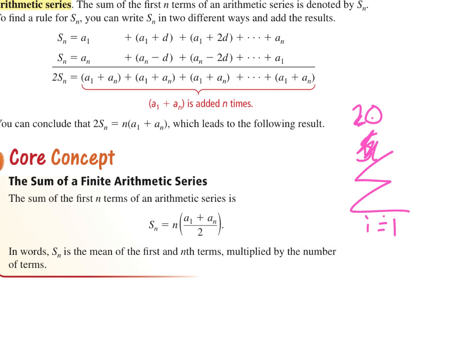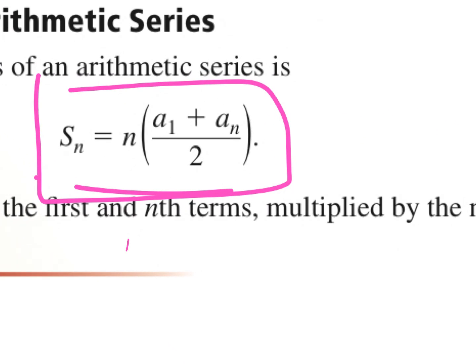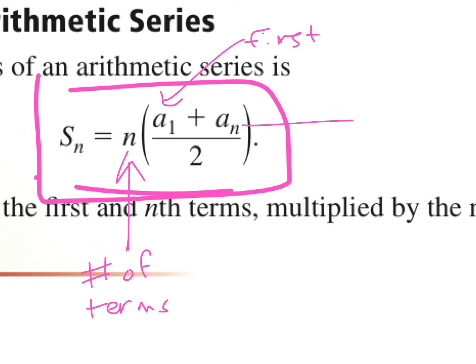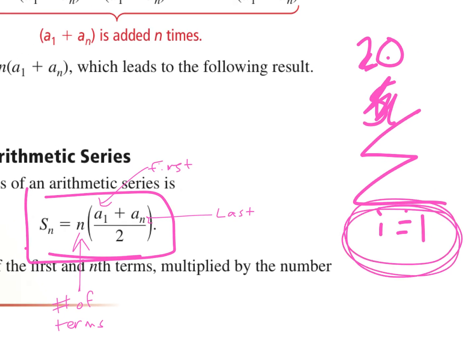So this is our formula. The sum of n terms is equal to n. So that is our number of terms. A sub 1 is our first term. A sub n is our last term. So we always have to plug in the first number here, and we're going to have to plug in the last number here to find what a sub n is. And then we just put everything into our formula, and that'll give us the sum.